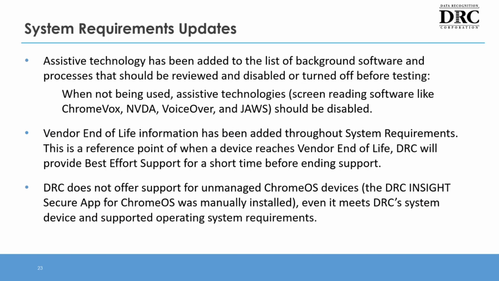Some information about vendor end of life has been added throughout system requirements. Just as a reference point, when a device reaches the vendor end of life, DRC will provide best effort support for a short time before ending support. Also, when Chrome devices meet their AUE date and become unmanaged, DRC will no longer provide best effort support. DRC does not offer support for unmanaged Chrome OS devices.